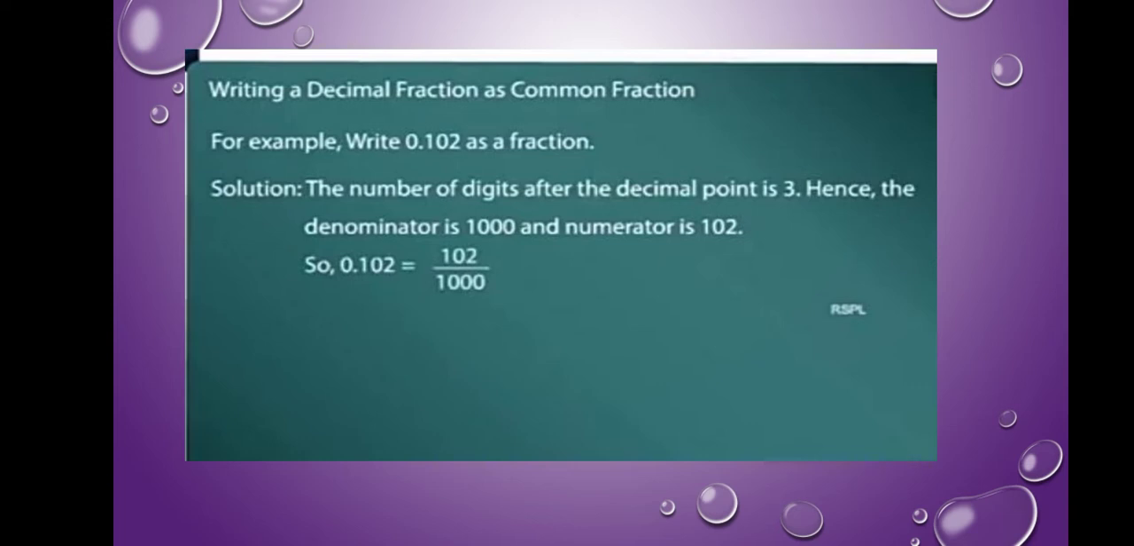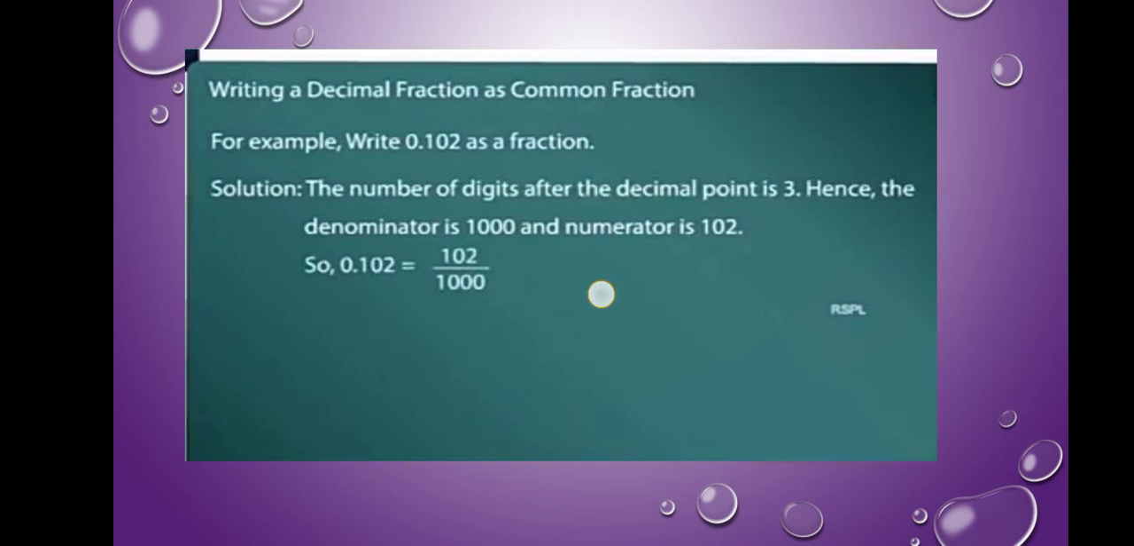Writing a decimal fraction as a common fraction. For example, like I told you, the denominator is written with 1 followed by the number of zeros equal to the number of digits after the decimal point in the decimal fraction, and the numerator is the number given in the decimal fraction without the decimal point.